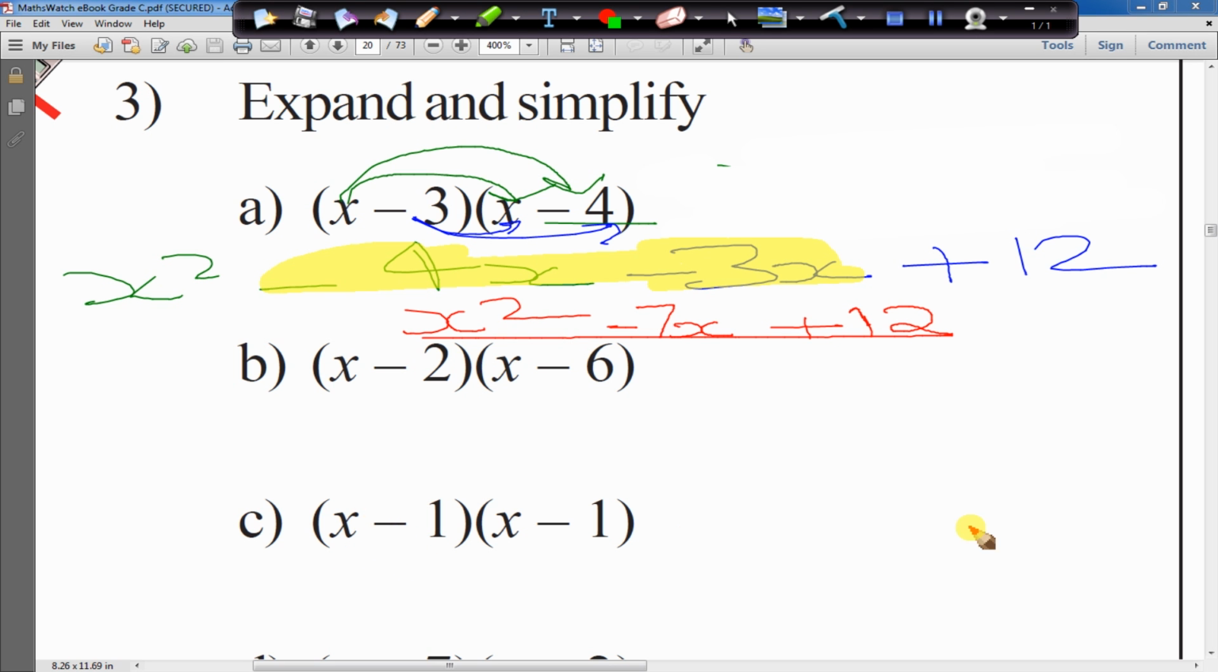I'm going to do one more question, and then I'm going to let you guys loose on the remaining questions. Okay, let's have a go at this one. So x times x again. Start over here, multiply with the first one, that gives us x squared. So x times minus 1. x times minus 1 is minus x.